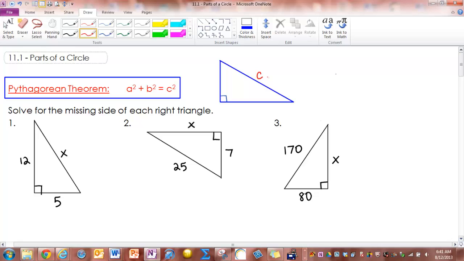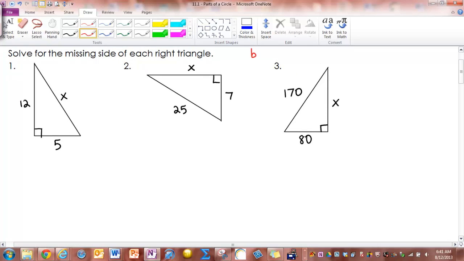Now the other two sides are called legs. They are A and B. Now it doesn't matter at all which one is A and which one is B. So I'm just going to write them on those two sides. What does matter is that C is always on the hypotenuse. Now using that triangle, we are going to solve for the missing side of each right triangle in the three examples I have here.